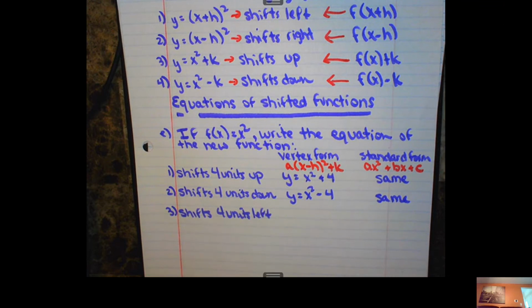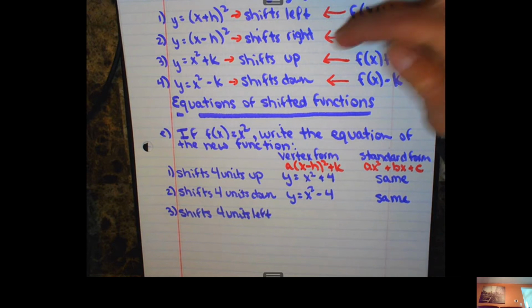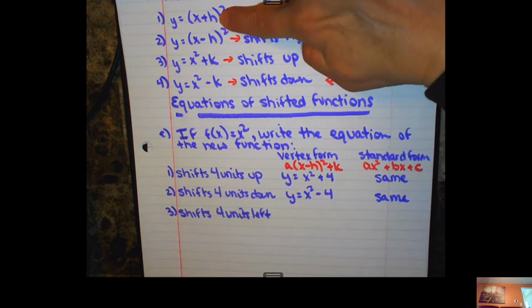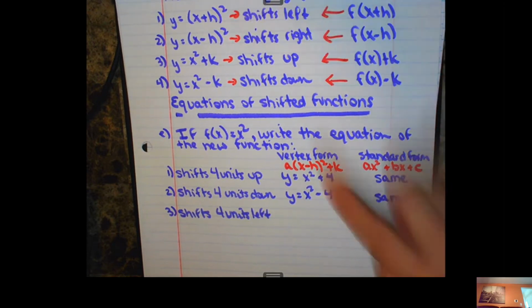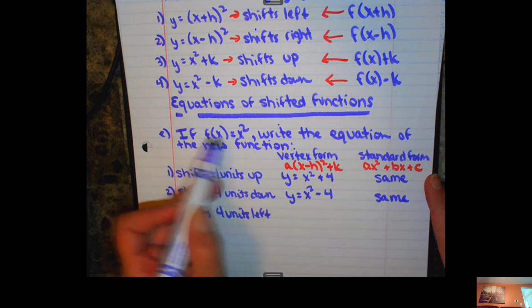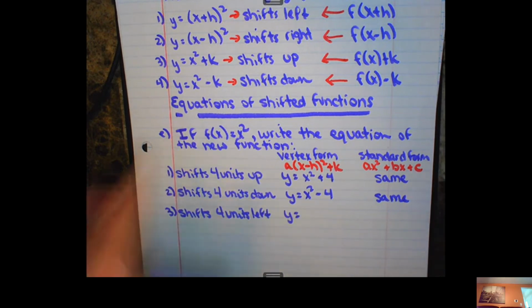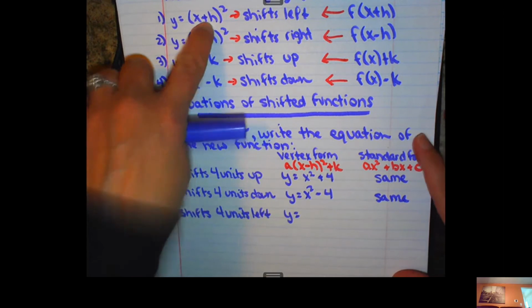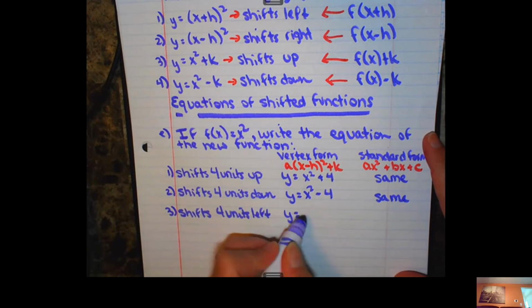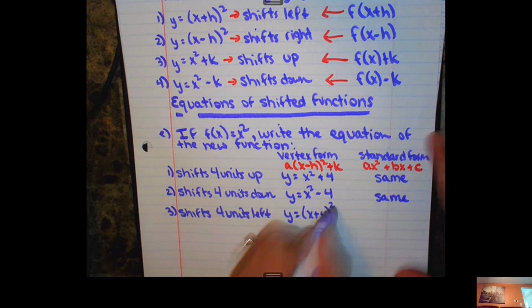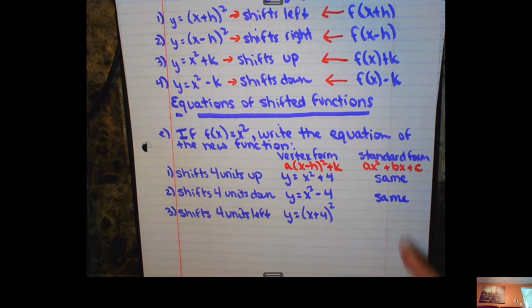So remember, if you look up at the top, if we are shifting to the left, you are adding the number to the inside. So our equation was f of x equals, but we can stick with y equals. Instead of x squared, remember we're going to be adding the number inside. We want to shift 4 units left, so we're going to do x plus 4 inside the parentheses and then squared.